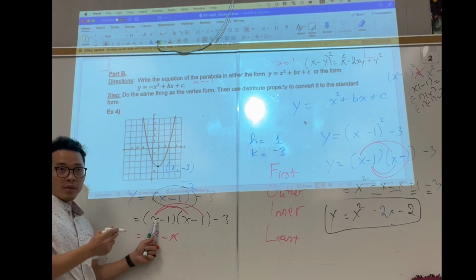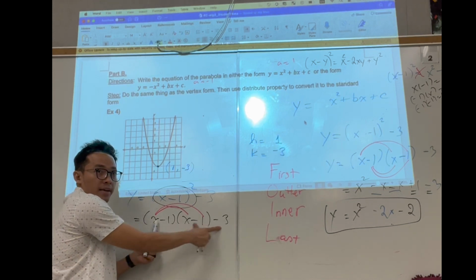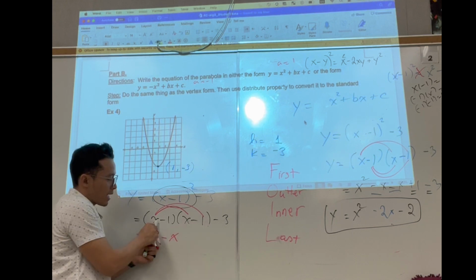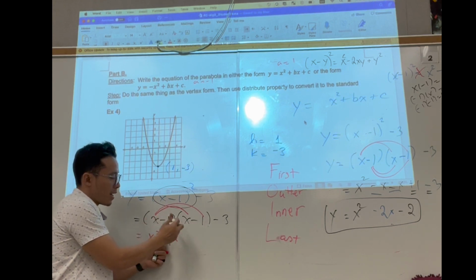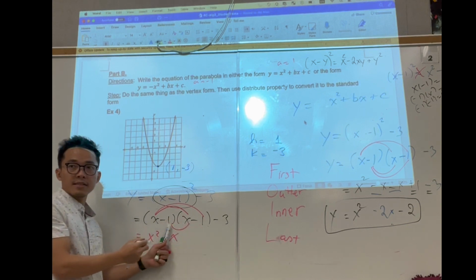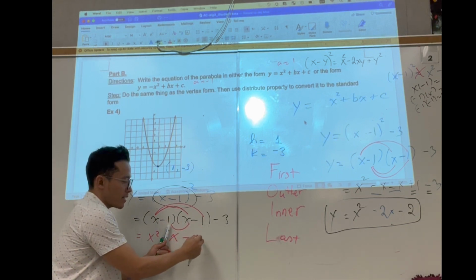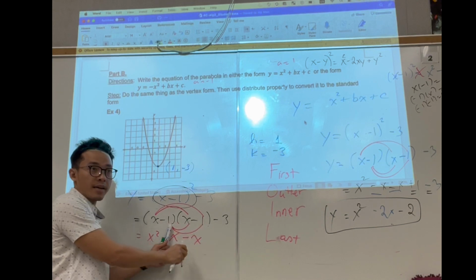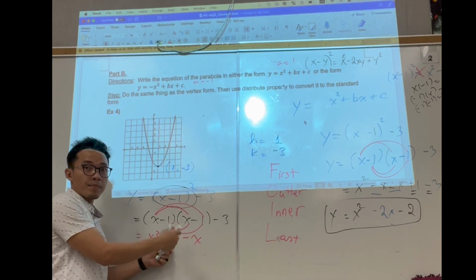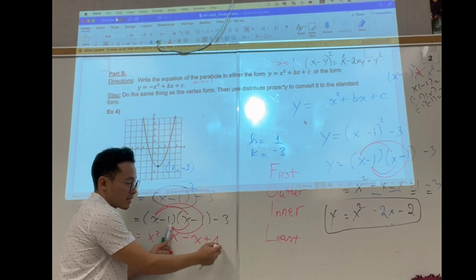Yeah? I'm done with this because there's no more over here to multiply. I move to the next one. Negative 1. Now negative 1 times x is negative x. Okay? As long as I've done this, I move to the next one. Negative 1 times negative 1 is plus 1, positive 1.